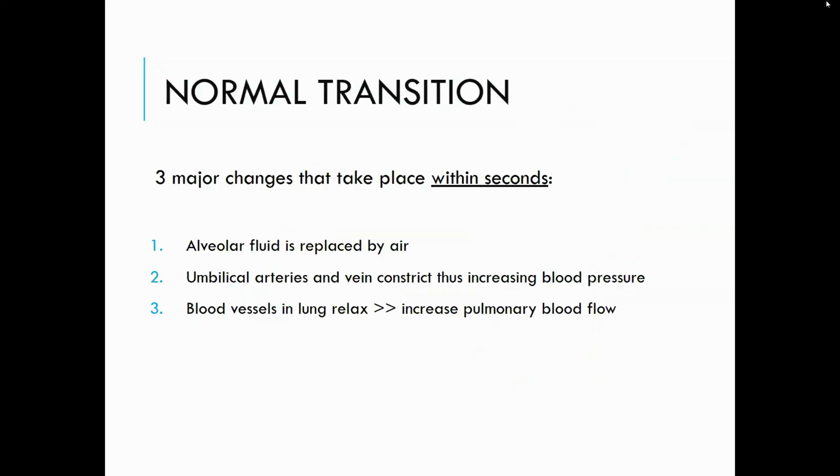So normally there are three major changes, like I said, that all happen within seconds. The fluid gets replaced with air, and the umbilical arteries and the veins get clamped. What this does is remove the low resistance placental circuit and increase the systemic blood pressure. And then the blood vessels in the lung tissue begin to relax, and this is what allows pulmonary blood flow to occur.